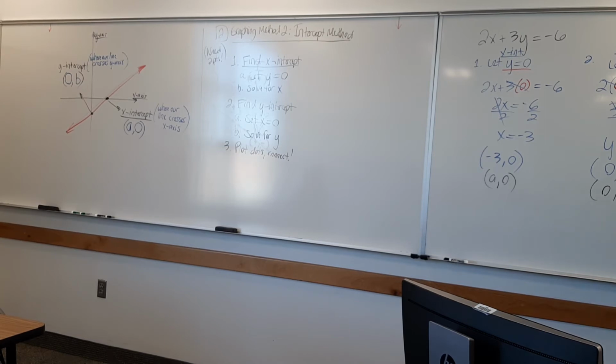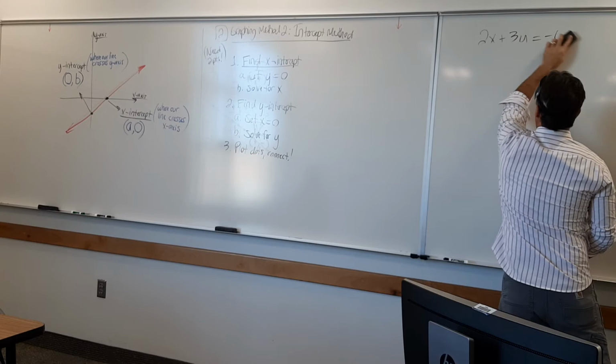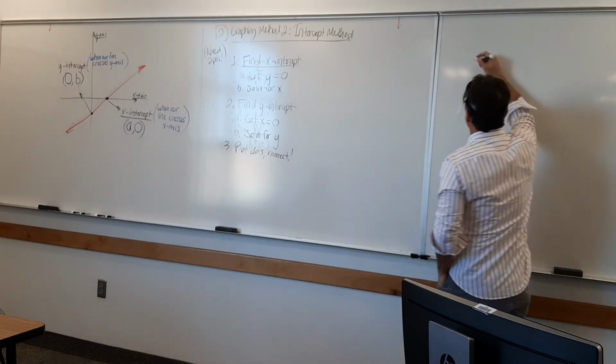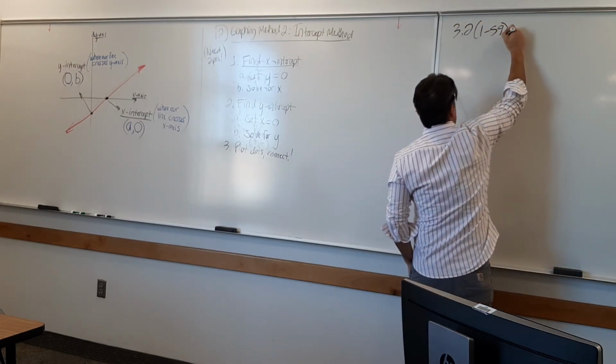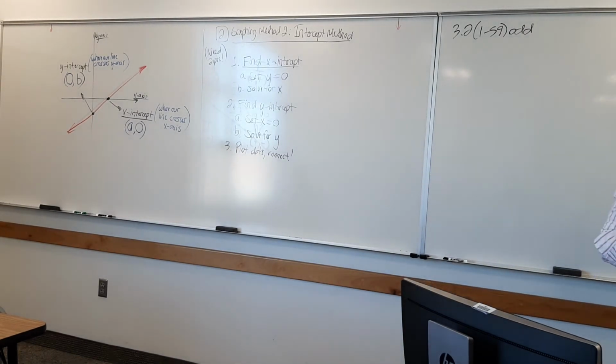So your homework tonight, I'm going to try to publish it in between class, but I won't have the Zoom link to it. It is going to be section 3.2, 1 through 59 odd. You can just follow the directions. They tell you to graph by finding the intercepts. That's the method we're using today.